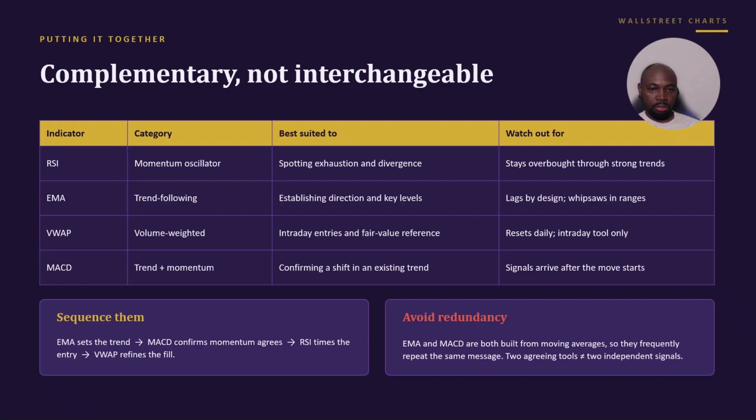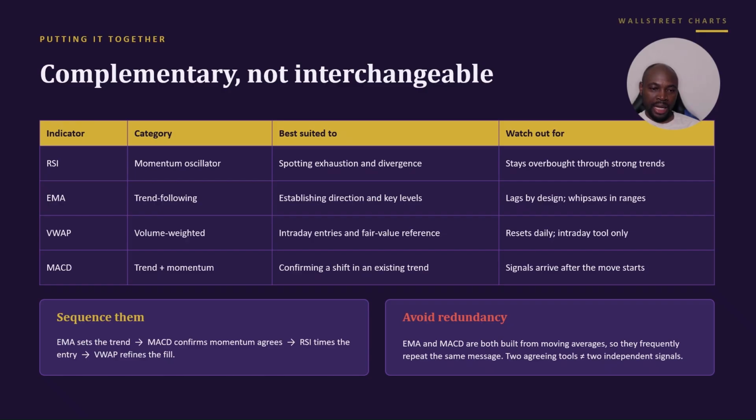Each of the four technical indicators we discussed complement one another. You don't use one in isolation. One builds on top of the other, so you use them to fine-tune one another. If you need something to help you spot exhaustion and divergence, you want to consider RSI. If you're looking for something to establish direction and key levels, you use an EMA, exponential moving average.